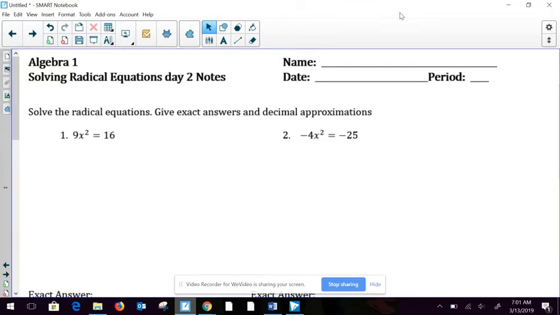Hi everybody, welcome back. Today we're going to do more of solving radical equations. The first thing I want to start with is looking at something like number one. Number one is like the more challenging problems that you had yesterday.